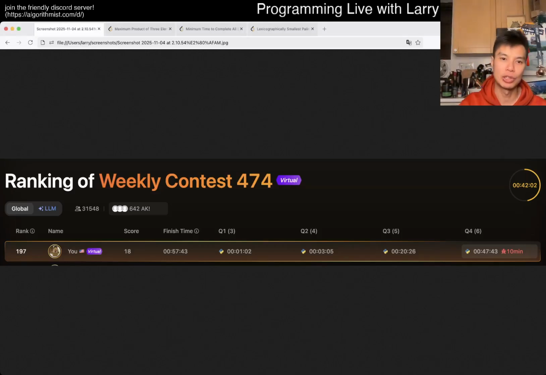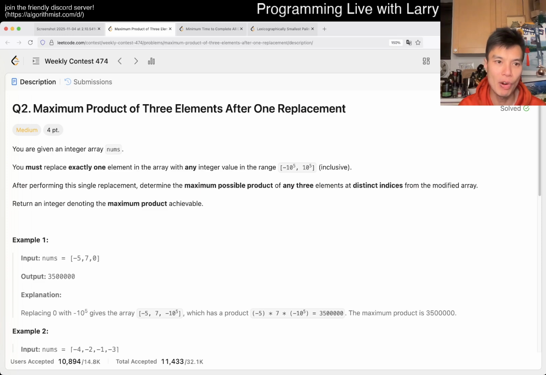This is me going with Q2 of the weekly contest 474, maximum product of 3 elements after 1 replacement.